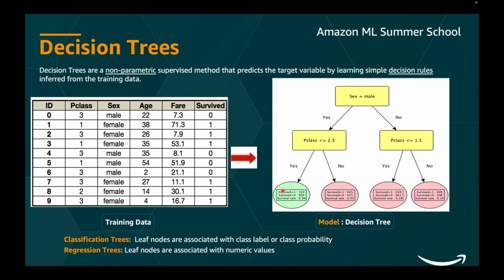We also have regression trees where you can basically say, suppose instead of having to predict whether the person survived or not, suppose my target was actually that, okay, what is the age of the person? It's a regression problem. It's one which gives out a number instead of a class, right? So in those situations, in a regression tree, the leaf values are associated with numeric values and not a class label like true or false.